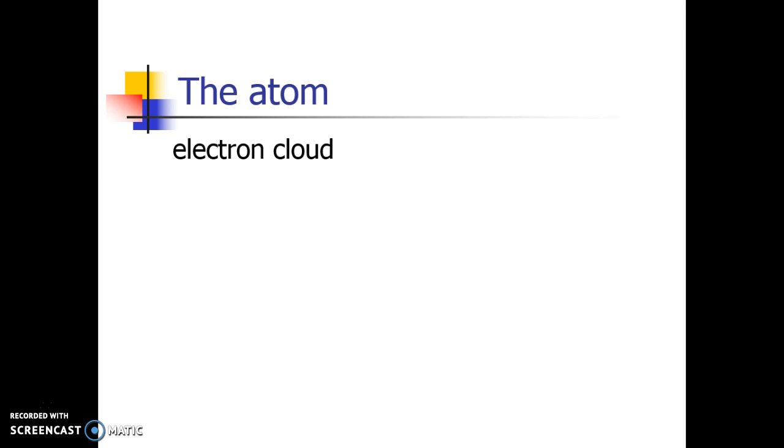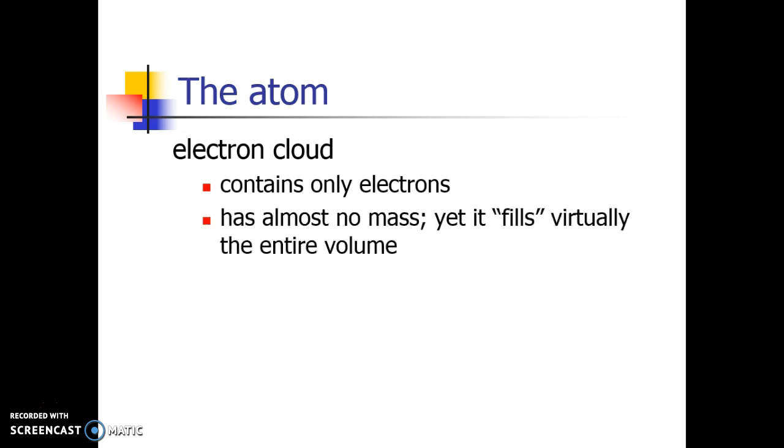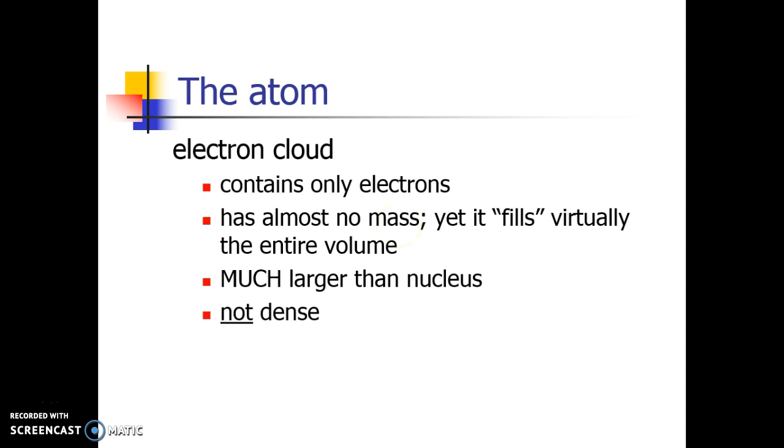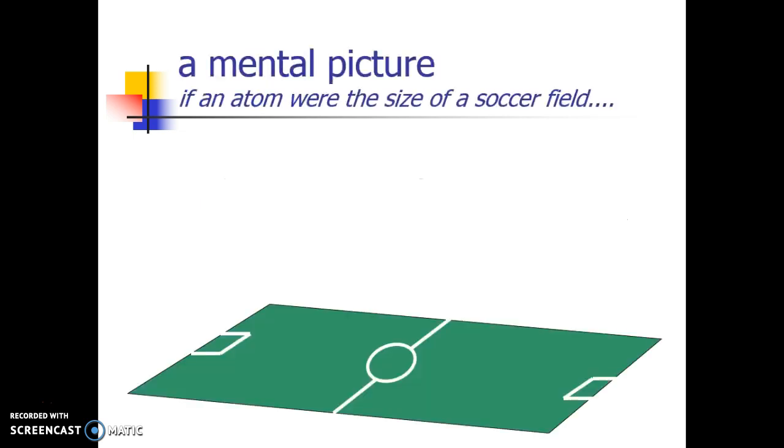So now switching gears to the electron cloud, kind of the opposite of what we've been looking at. The electron cloud contains the electrons, ergo the electron cloud. It has almost no mass, yet it fills virtually all the volume of the atom. Now I have the word fills in parentheses because most of the atom is actually just empty space. So obviously it's much larger than the nucleus, and therefore, because it's almost no mass, but yet most of the volume, it's very undense.